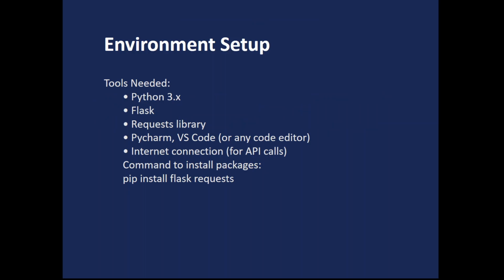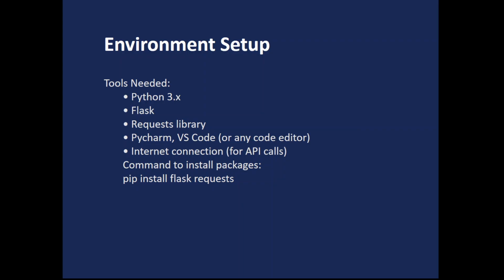For environment setup, the tools needed on your computer, first of all, is Python, then Flask, the requests library, and PyCharm. You need to have Python version 3 or higher, Flask installed on your system, and the requests library. You can use any code editor, a text editor, PyCharm or VS Code. I'm going to be using PyCharm today. And we need to have an internet connection, because of the API calls we're making.